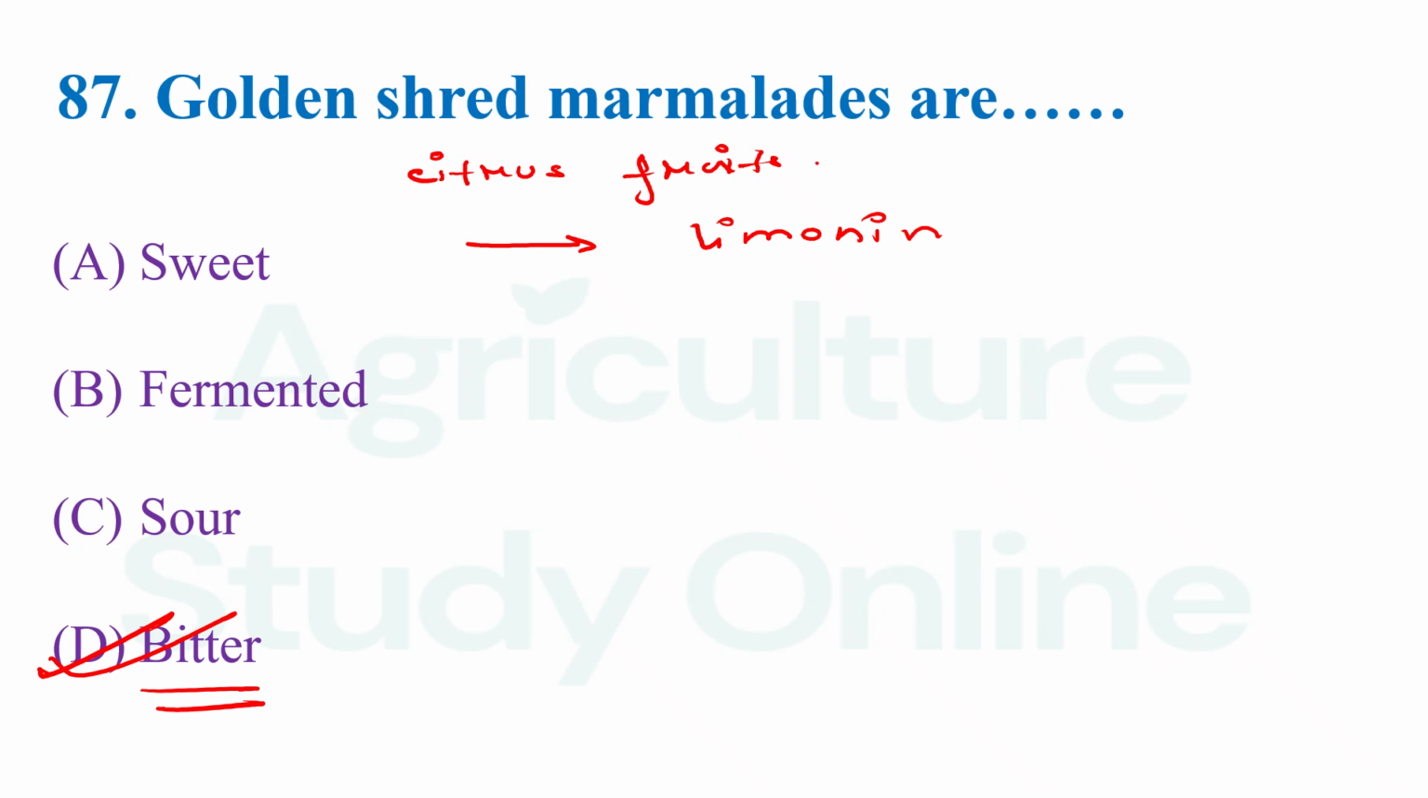So marmalade is not purely sweet like jam. We can say it has a distinct bittersweet profile. So this bitterness is intentional or it is desirable in the marmalade. So correct option is D.